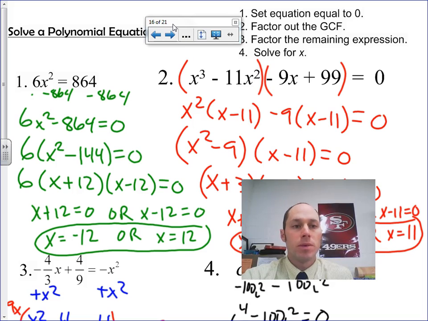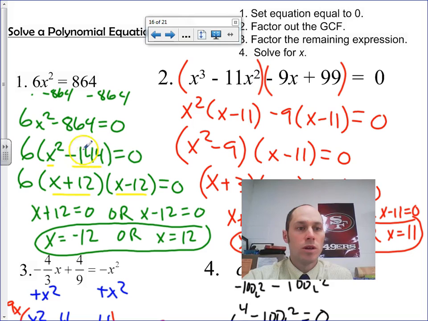All right, so when solving polynomial equations by factoring, a few things to remember. First of all, we want to get that equation equal to 0. Look for a GCF. Factor the remaining expression by any means you know how, and then solve for x. So I subtracted 864. Looked for my GCF of 6. 6 times the quantity x squared minus 144. And I noticed this is a difference of 2 perfect squares. So it's the x plus 12 times x minus 12.